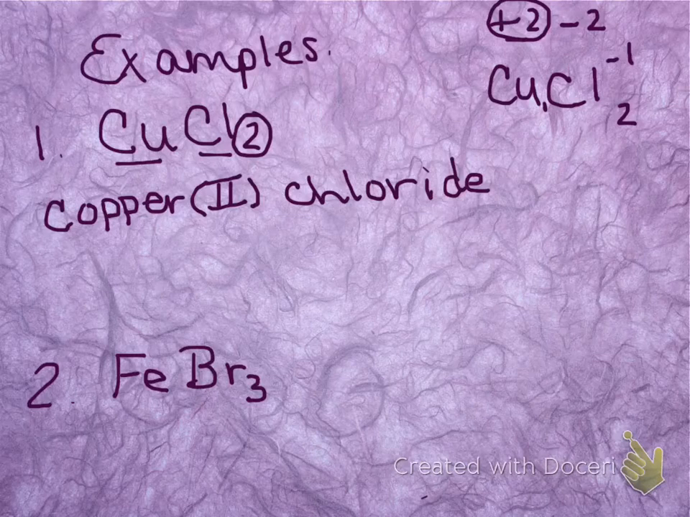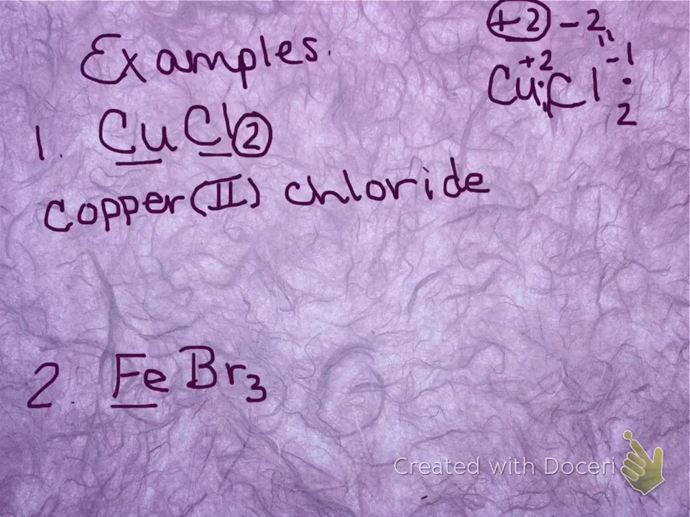One way to look at it: we have 2 times -1 equals -2. And then we have 1 times positive, the charge on copper is +2, equals +2. So these have to equal each other. Let's look at another example.